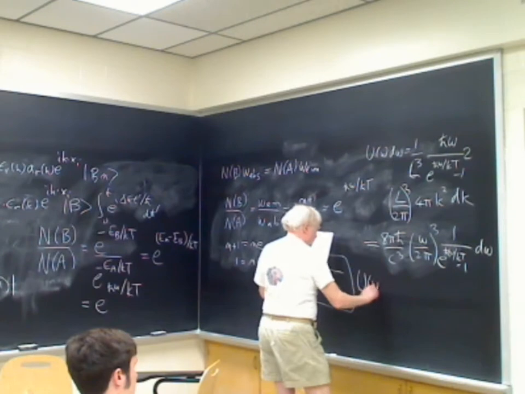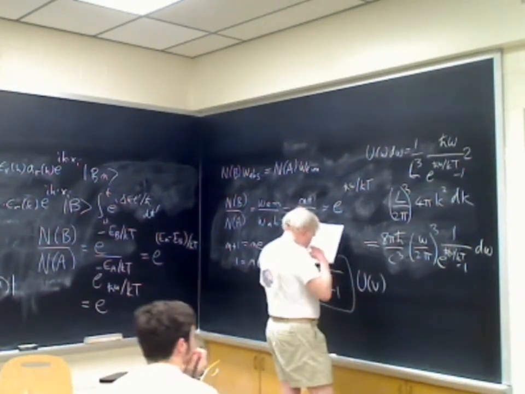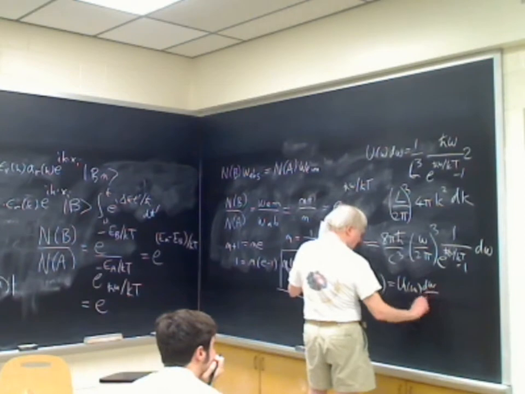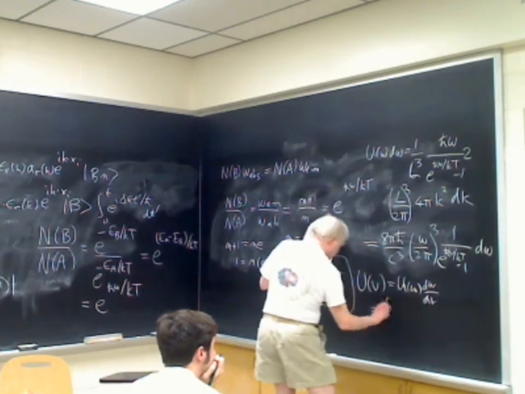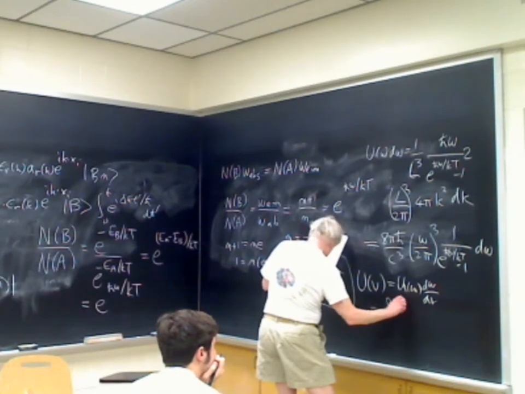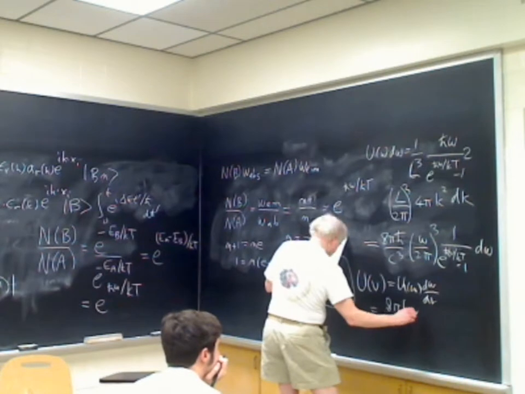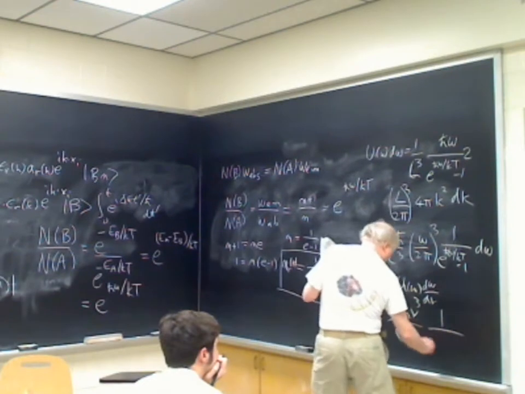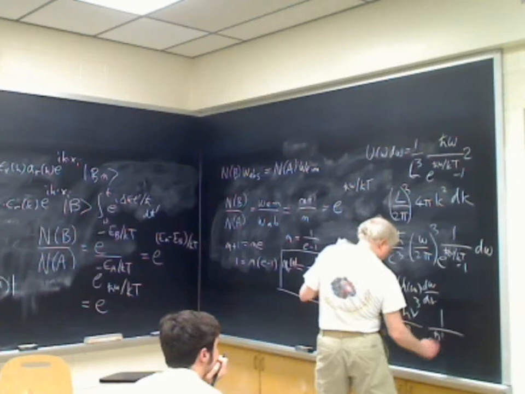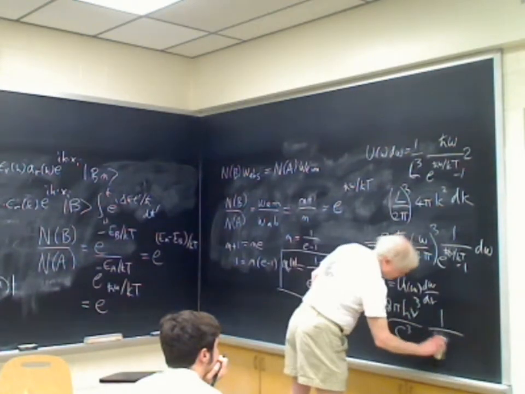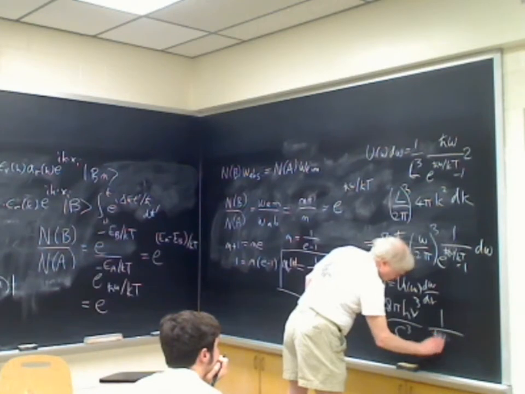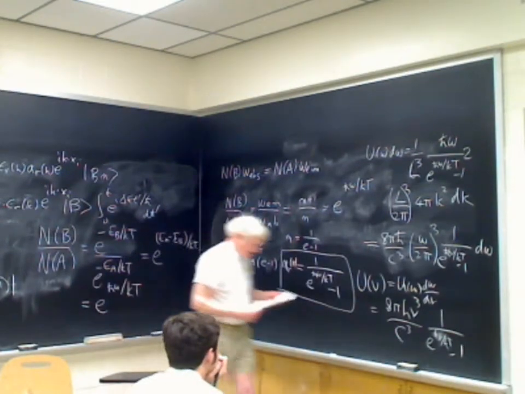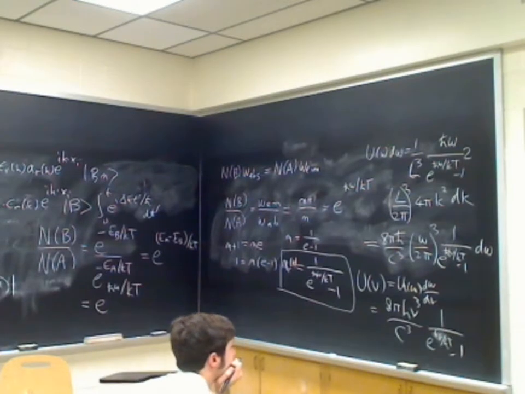Or writing in new units, u of nu d nu is 8 pi Planck's constant nu cubed over c cubed, and again 1 over e to the h, whoop, that's not h bar, it's h nu over kT minus 1. Okay, so that's the derivation of all that. Any questions?